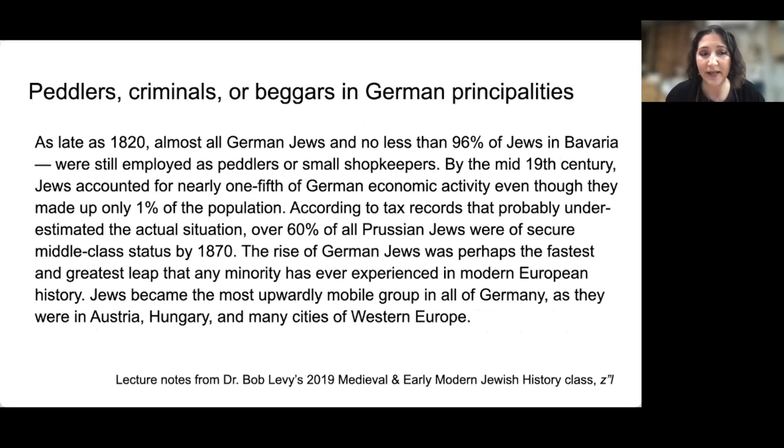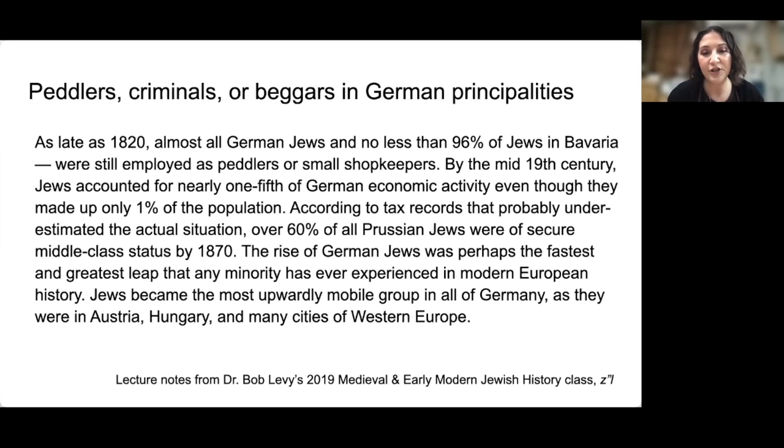Okay, so in Germany, Jews were peddlers, criminals, or beggars at the beginning of the 1800s. As late as 1820, almost all German Jews and no less than 96% of Jews in Bavaria were still employed as peddlers or small shopkeepers. By the mid-19th century, Jews accounted for nearly 1/5 of German economic activity, even though they made up only 1% of the population. According to tax records that probably underestimated the actual situation, over 60% of all Prussian Jews were of secure middle-class status by 1870.